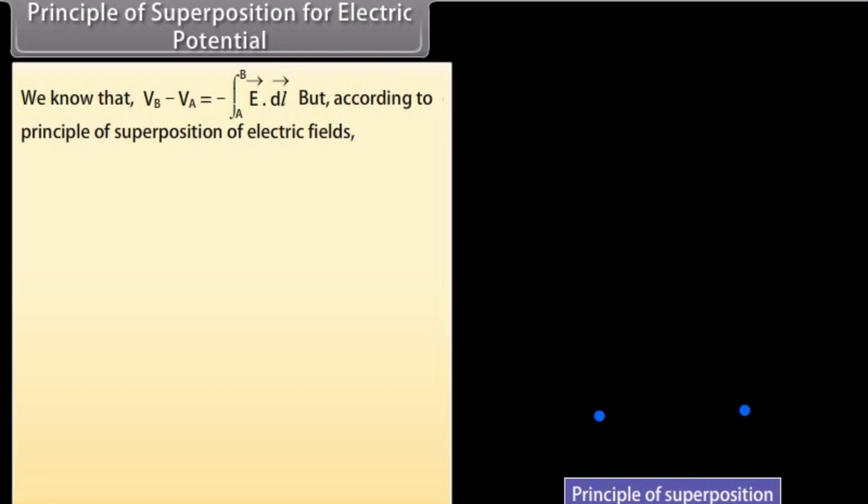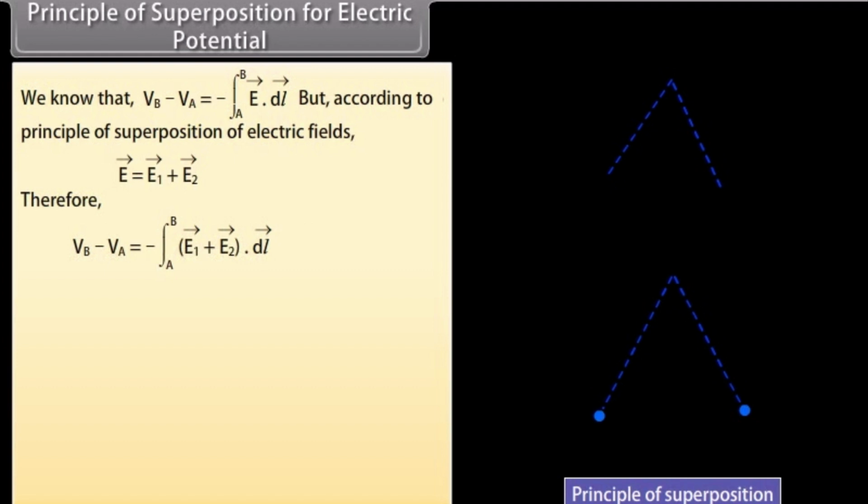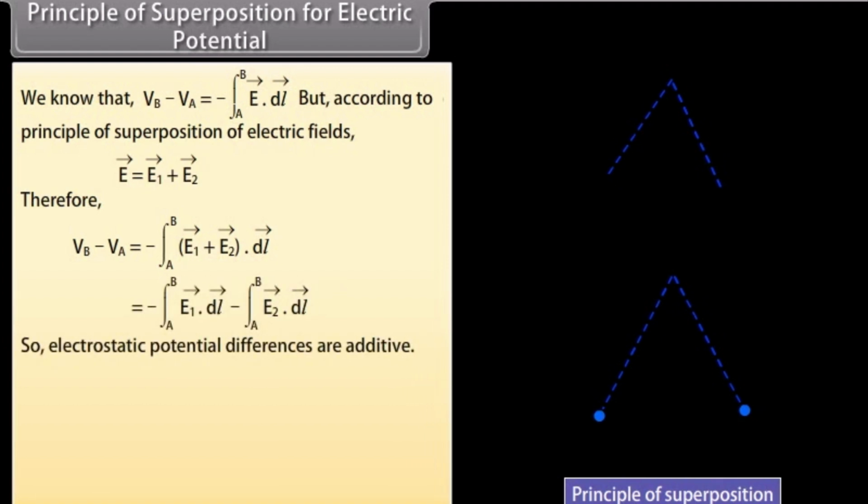But according to principle of superposition of electric fields, E vector is equal to E1 vector plus E2 vector. Therefore, V_B minus V_A is equal to minus integration from A to B of E1 vector plus E2 vector dot dl vector. So, electrostatic potential differences are additive.